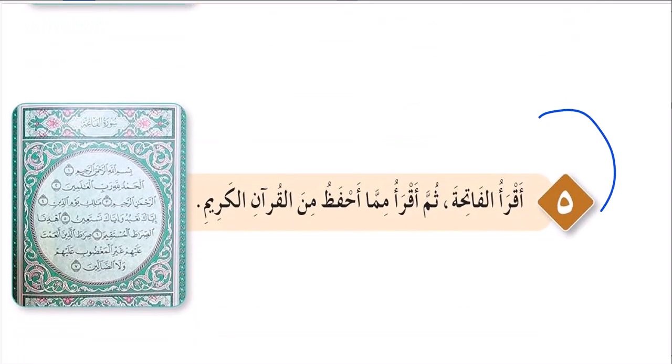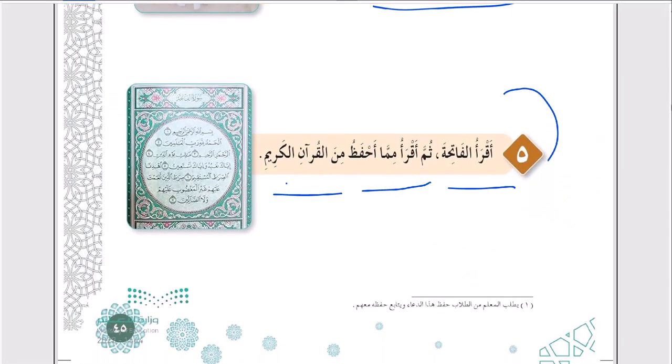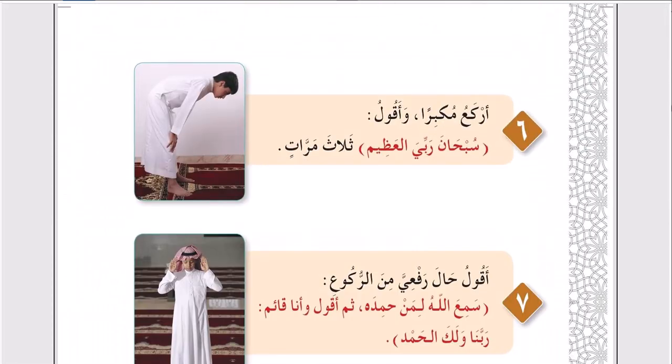The fifth one, Aqra'ul Fatiha. I'm going to read Surah Al-Fatiha. Thumma, afterwards, Aqra'u mimma ahfadhu min al-Qur'an al-Karim. Then I'm going to read out of what I've memorized in the glorious Quran. That means after Surah Al-Fatiha, you read another surah.